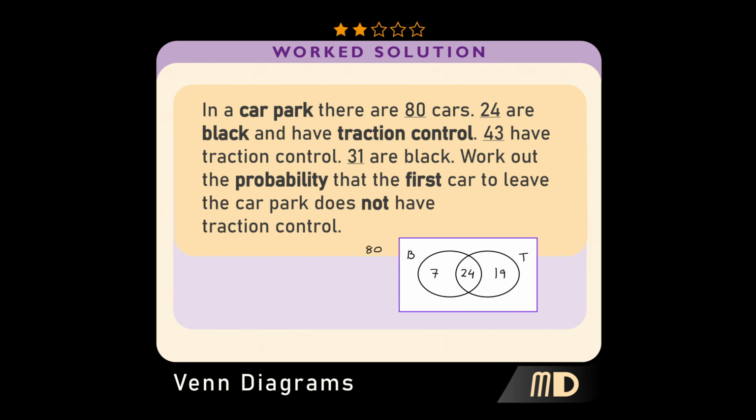There are 80 cars in the car park. So the sum of numbers inside the rectangle must be 80. If 24 plus 19 plus 7 is equal to 50, and 80 minus 50 is equal to 30, then there are 30 cars that don't have traction control and aren't black.